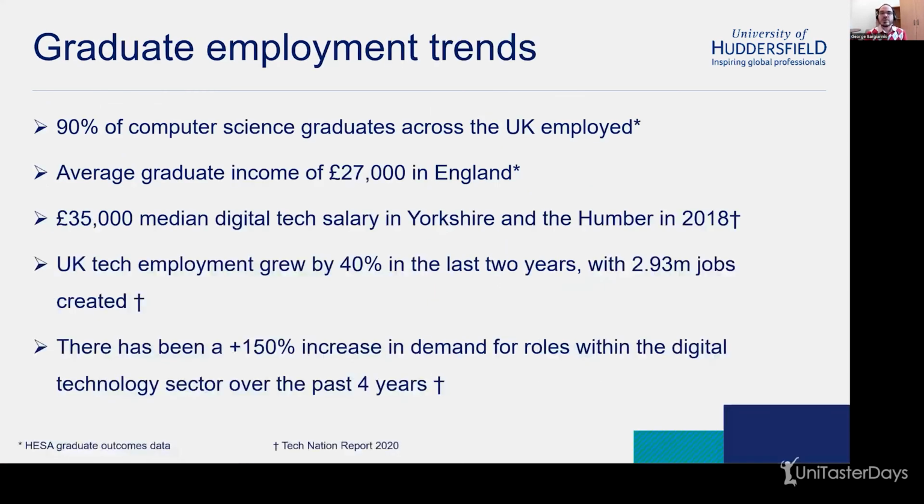So with all of these roles, you definitely can understand that it's easy to be employed as a software engineer. And actually statistics show that 90% of computer science graduates in general across the UK are employed or in further study after the degree. In terms of income, while the average graduate income in England is £27,000, you will be looking at more than that. So in a digital technology occupation, which includes obviously software engineering, you would be looking at a median salary of £35,000, for example, in Yorkshire and the Humber. In other regions, it might be even higher. So it's quite a well compensated profession.